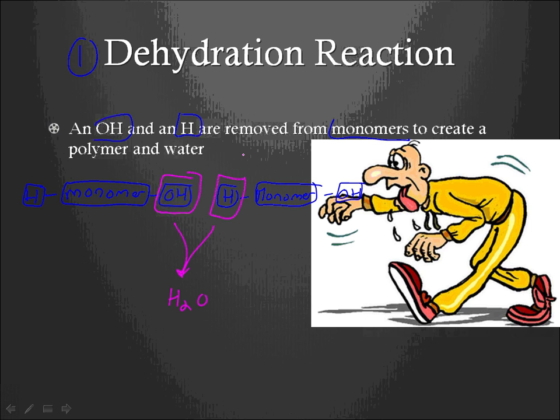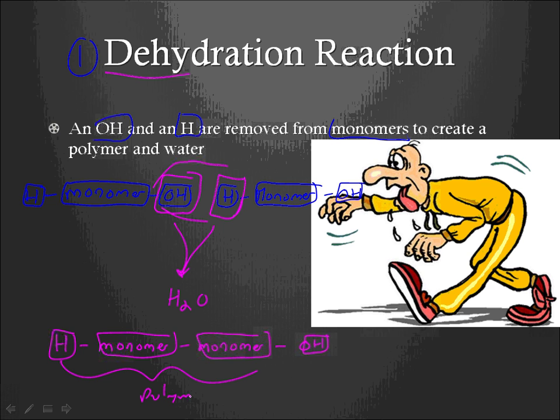So what in essence is happening is that these are coming apart and these monomers are losing water. That's why we call it a dehydration reaction. So what that forms is an H and two monomers that are now joined through processes we'll talk more about in class, and then the OH. So it's two monomers joined together, which we call a polymer. Okay? So that's a dehydration reaction.